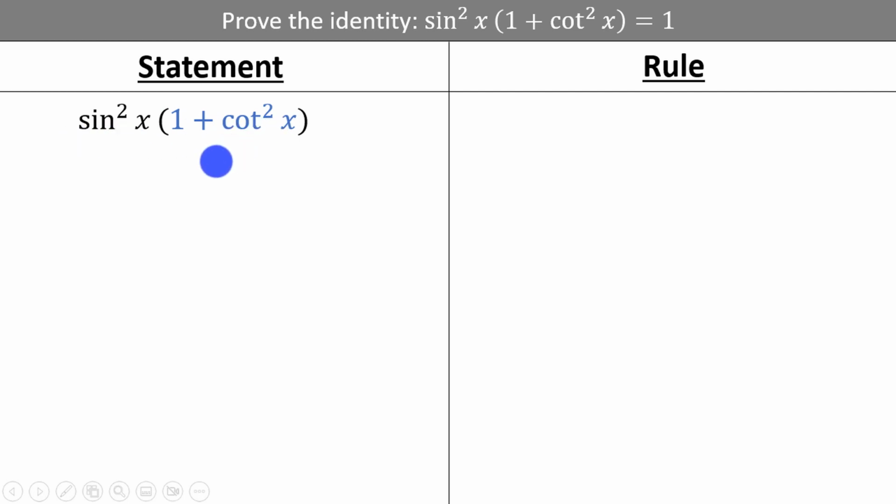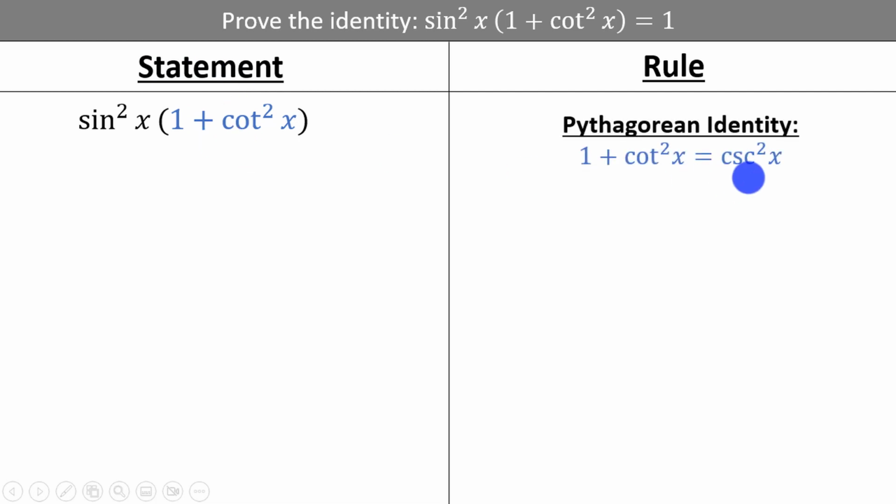I always remember that 1 plus a tangent squared related function is a Pythagorean identity. And in this case, we have 1 plus cotangent squared, which is equal to cosecant squared. Therefore, we can replace 1 plus cotangent squared with cosecant squared in our problem.